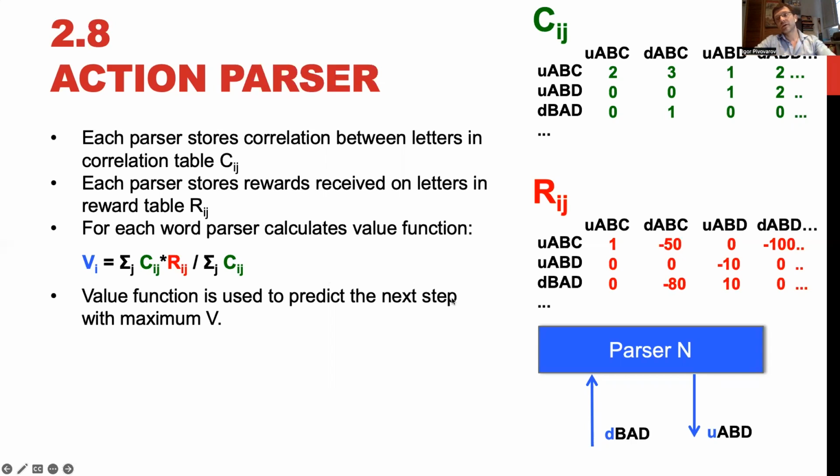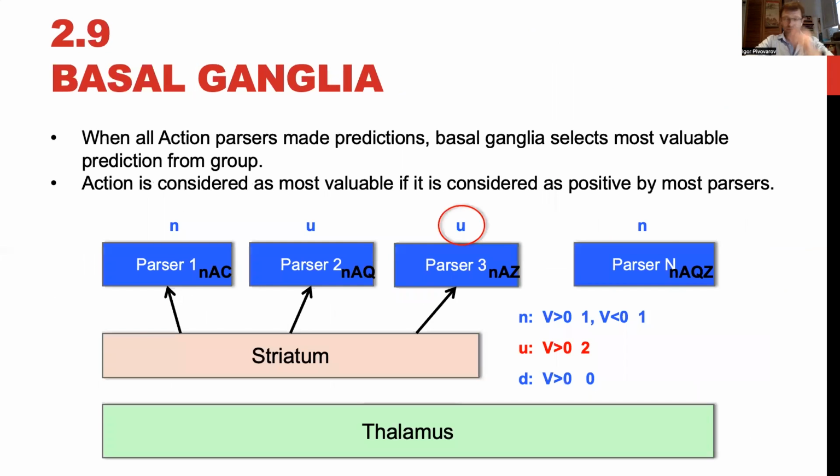And it also stores the information about rewards and tries to calculate the value function of each state, of each word in its language, let's say. And these value functions are used to predict the next most valuable step for this action parser.